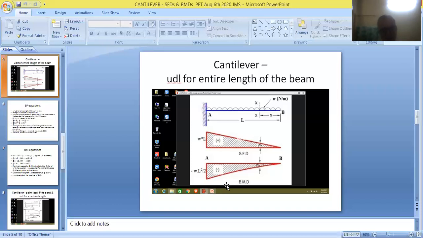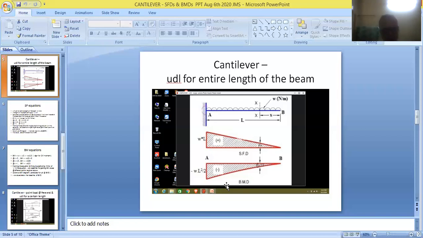SF values are essential for constructing SF diagrams. BM values are essential for constructing BM diagrams. So friends, lastly, positive values will be plotted above the baseline of the diagrams, and negative values to be plotted below the baselines of the diagrams. So this way we could prepare SF and BM diagrams.